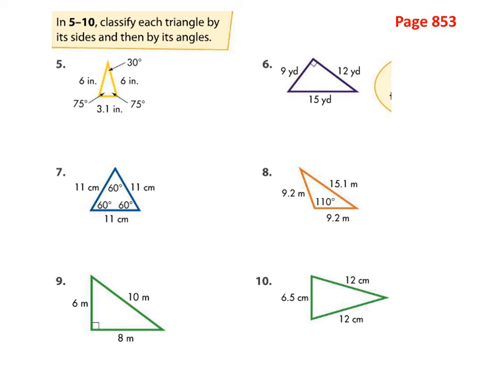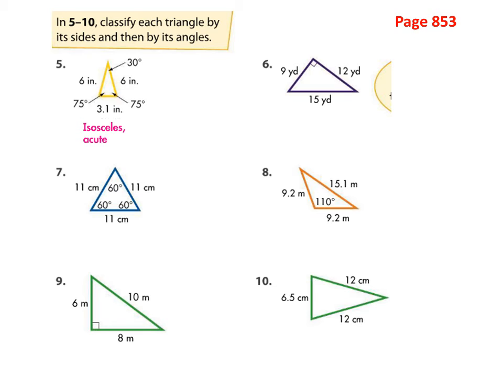In 5 to 10, classify each triangle by its sides and then by its angles. Question 5. Look at the sides. Two sides are the same, so this triangle is an isosceles triangle. Look at the angles. All the angles are acute angles, so this triangle is an acute triangle. So we can describe this triangle as an isosceles acute triangle.